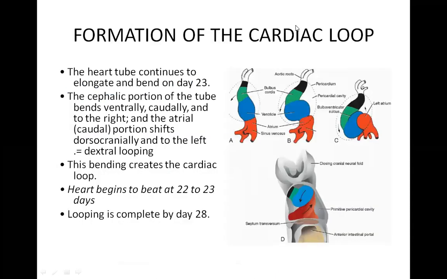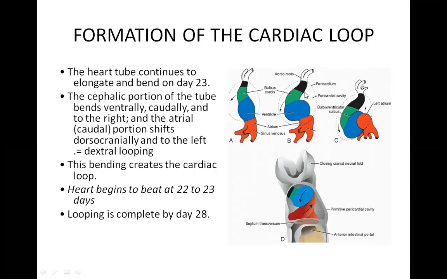Then is the formation of the cardiac loop. So the heart tube continues to elongate and bend on day 23. Initially it was an elongated tube because of the lateral folding, and then because of the cephalic folding as well, there will be a bending of the tube. So the cephalic portion of the tube will bend ventrally and caudally because of the cephalocaudal folding towards the right, and the atrial portion, that is the inflow tract, will shift dorsocranially and towards the left.